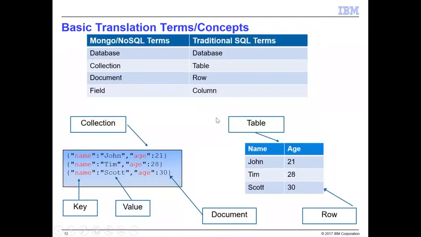So, some basic translation and concepts and terms. On the left, we have NoSQL. And on the right, roughly, we have the traditional SQL. I don't really need to explain too many of these things. You're all pretty much familiar with SQL. The document here on the left can be up to 2 gig in size in Informix, stored in the BSON column, which is our biggest single selling point.